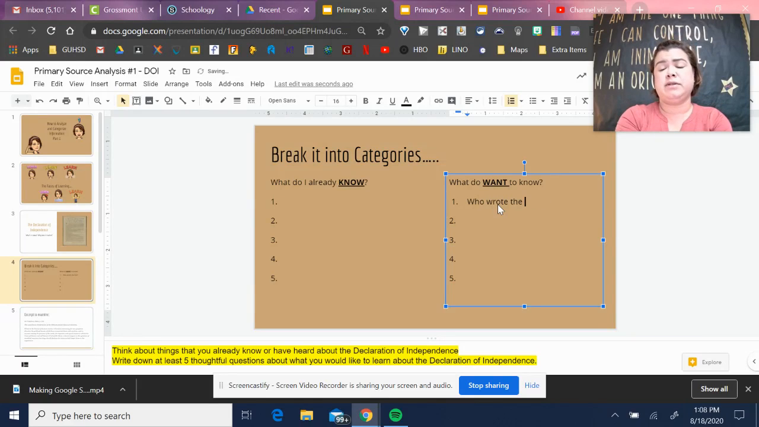You may not be interested in who wrote the Declaration of Independence. So you can write a question such as, why was the Declaration written? That's a great question, and we'll get into more of that as we go further into this lesson. Okay, so just kind of think about those things, keep them in mind. What do you know? I need at least 5 things and 5 questions.